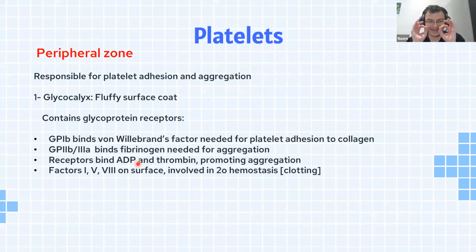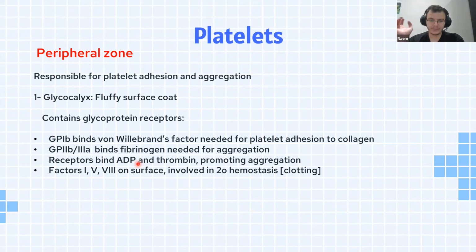Okay, now we're talking about ADP itself. We're not talking about the ADPase. We're talking about ADP. So receptors on the platelet would bind ADP and thrombin. Thrombin and ADP would lead to platelet aggregation. Thrombin is a molecule that binds to the platelet and leads to platelet aggregation. Is this clear? Thrombin binds to the platelet, it leads to its aggregation.